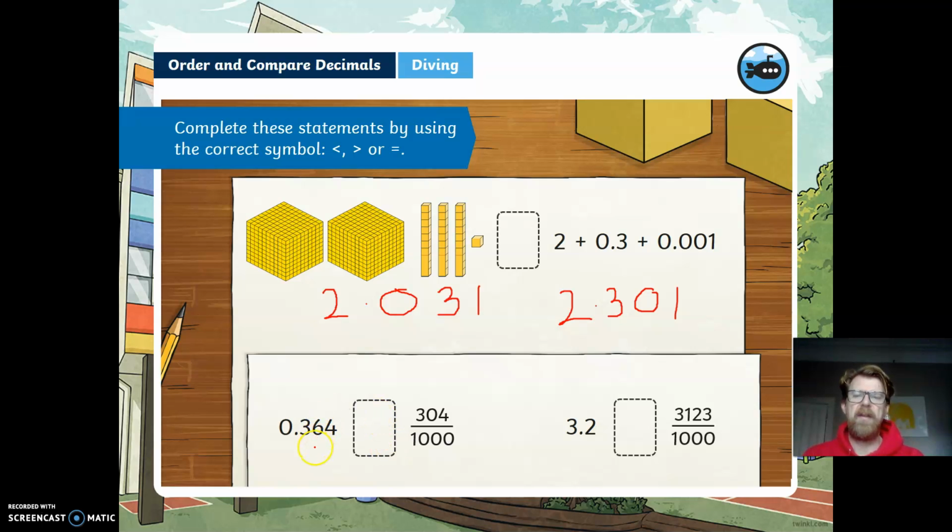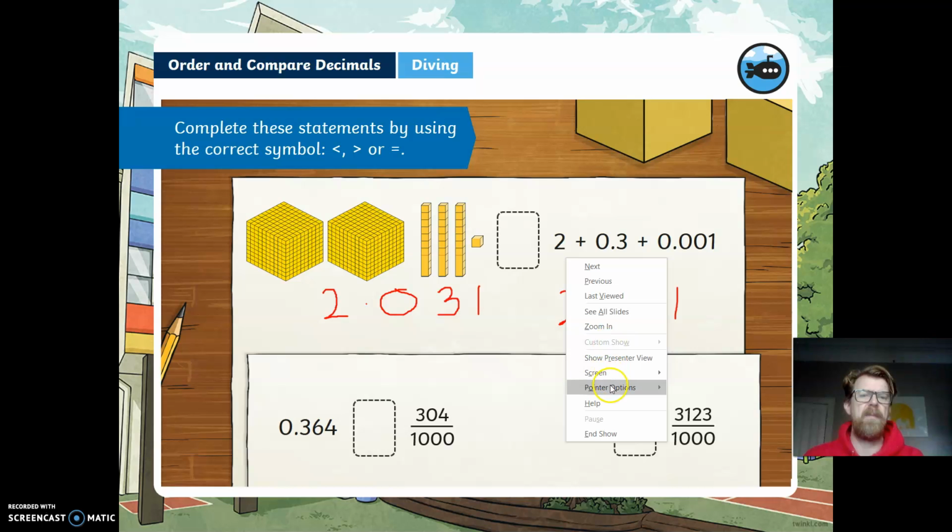And here underneath we have got 0.364 and 304 over 1,000. So which of those is the bigger, and which is these? Let's see how we got on. Let me just put my pointer back.